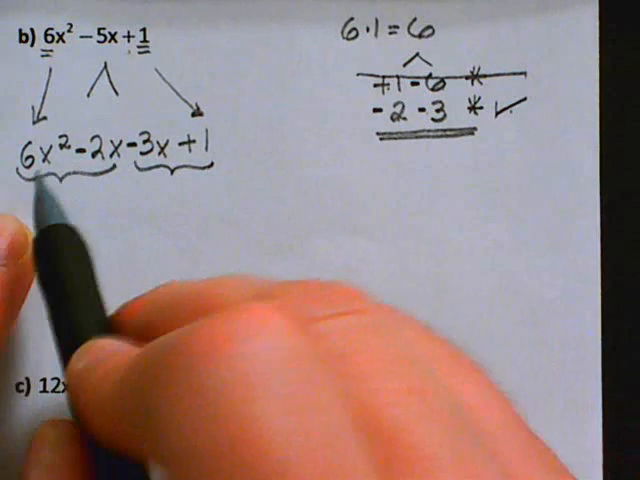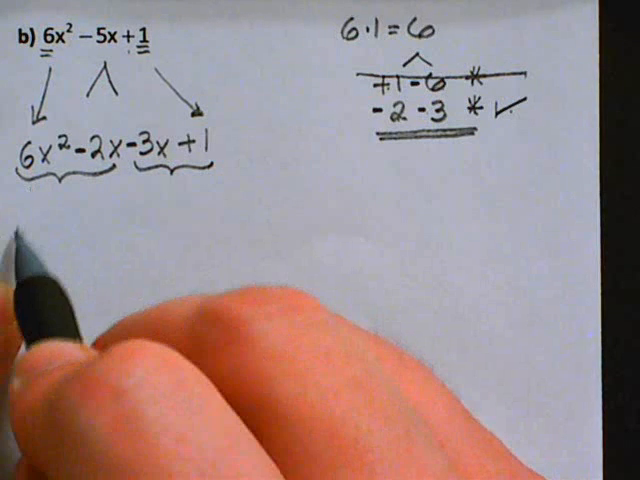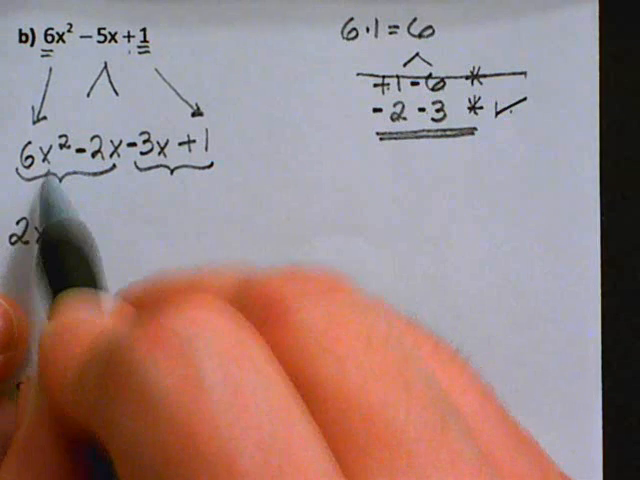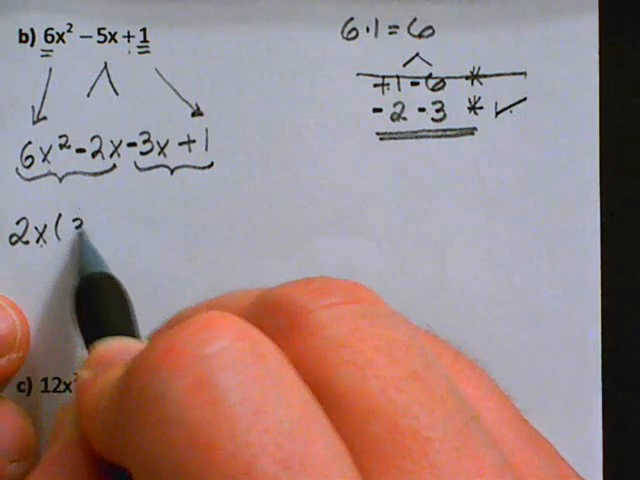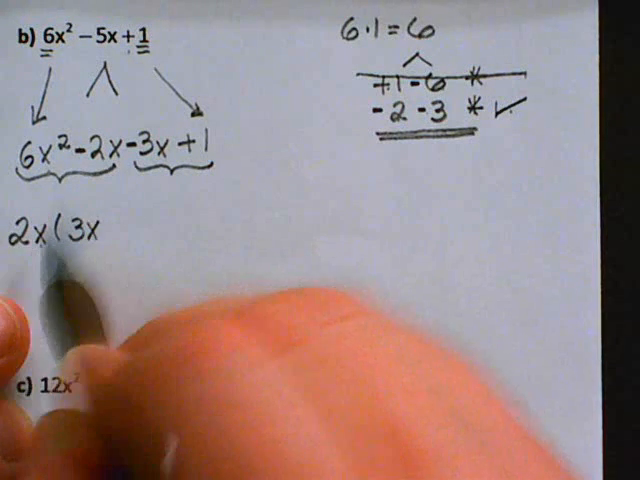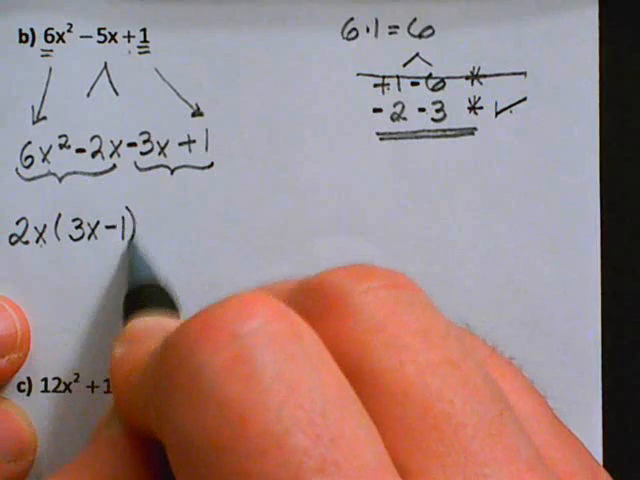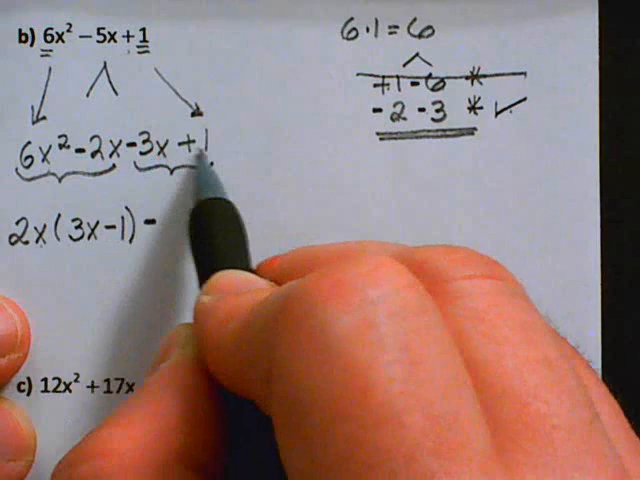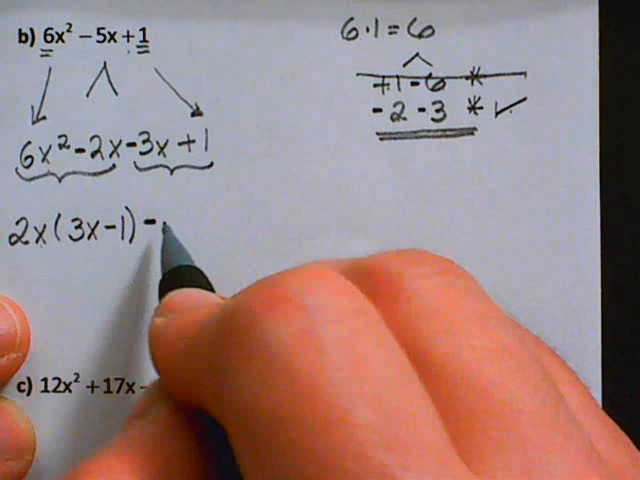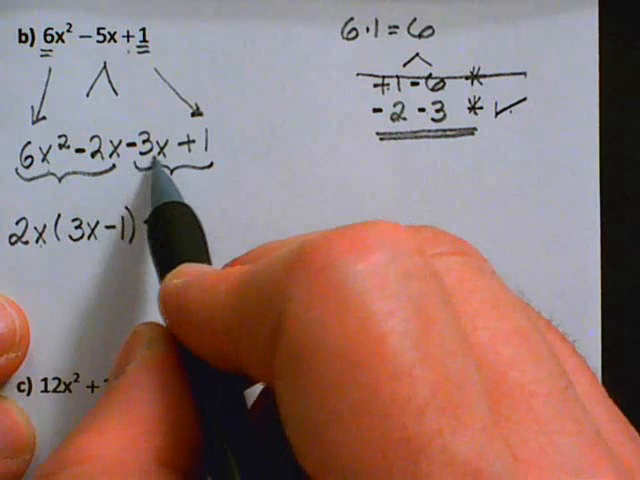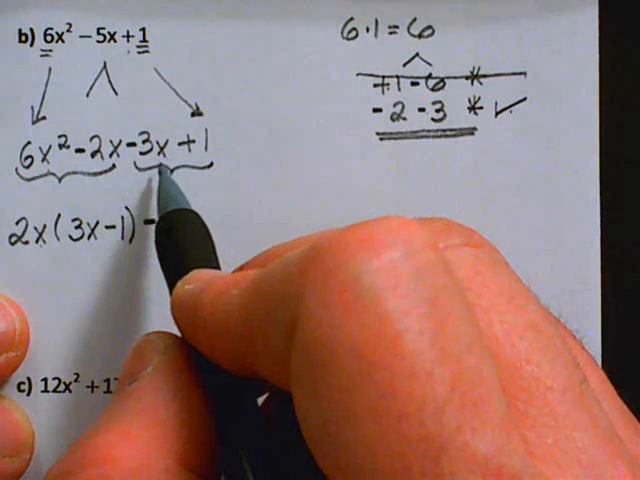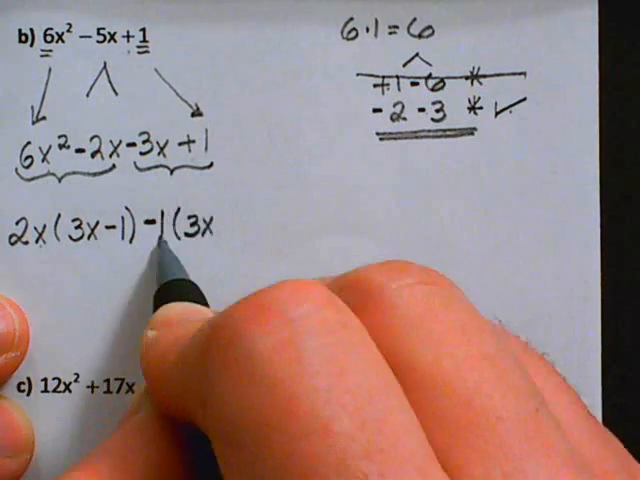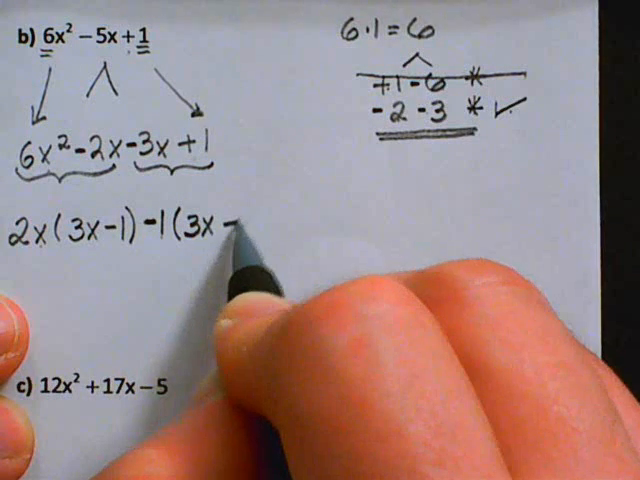What can I factor from the first two? I can factor a 2x, and if I factor that, 6x squared divided by 2x is 3x. Negative 2x divided by 2x is negative 1. I'll bring down that negative sign. And what can I factor from 3x plus 1? I cannot factor anything, so we're going to put a 1 there, because we can actually factor out a 1 from both of them. So negative 3x divided by negative 1 is 3x, and a positive 1 divided by negative 1 is negative 1.